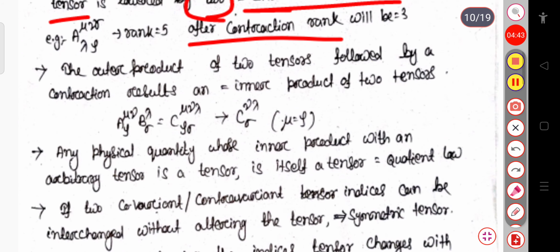Now the next: the outer product of two tensors followed by a contraction results in an inner product of the two tensors.